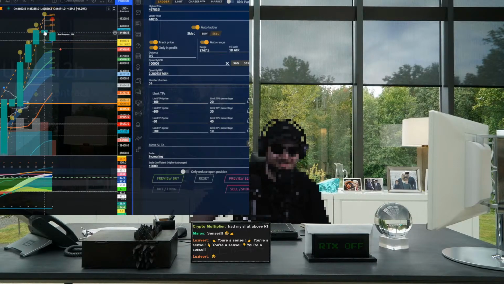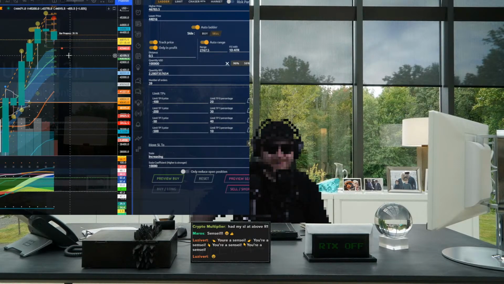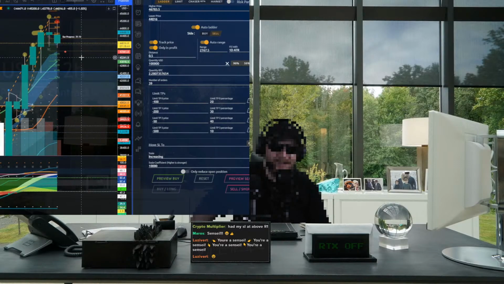It's a rising morning star. I hate those names. Three white soldiers. That's racist as shit. What do you mean three white soldiers? Why do they have to be white? The candles are green. And then you have three white soldiers. Three black crows. We're going down. This is like, dude, I don't know. Whoever came up with this, they gotta go. They gotta go. We need new, fresh trading concepts here.